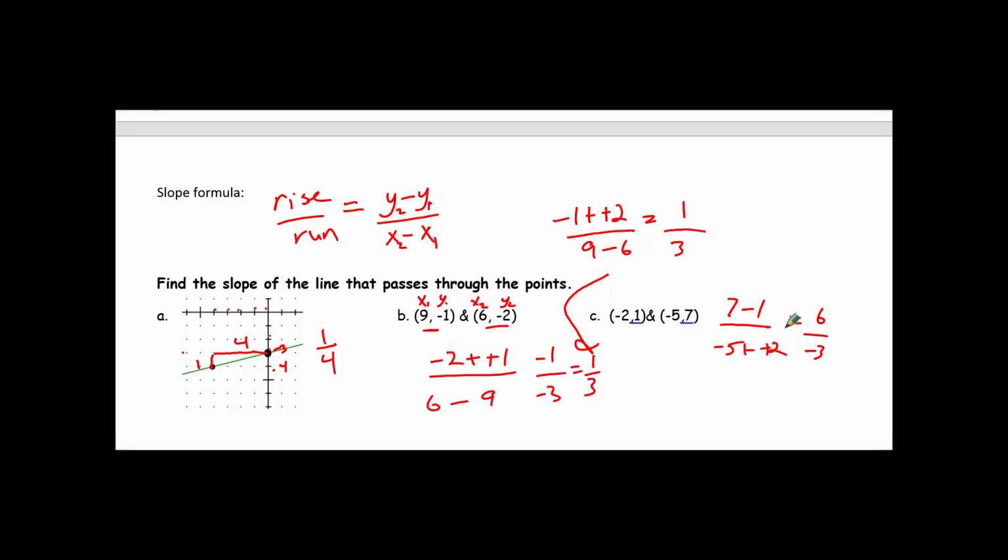Now, do I leave it this way? No. If you can reduce it, you should reduce it. So -6 divided by -3 is -2. Only one negative there.